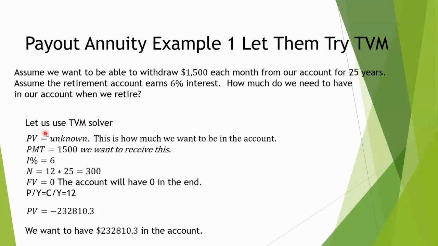Now, PV, right? That's how much we want in the account now in order to be able to withdraw $1,500 each month for 25 years. So that's why this is our unknown. This is how much we want to be in the account when this begins. Our PMT, right? That's our monthly withdrawal. That's this. Also, that's going to be positive because we're getting that money.